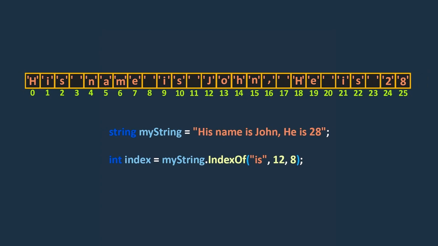Moving on, the third parameter of the indexOf method is count, which, like the start index, is also an int parameter. This parameter sets the range of the search. For instance, if we use the indexOf method with these parameters, the method searches for the word is within a range of characters from index 12 to index 19, which includes 8 characters. In this range, there is no occurrence of the word is, so when the method fails to find the specified character or string, it returns -1 as a result.